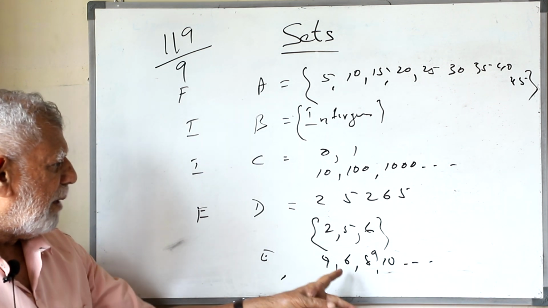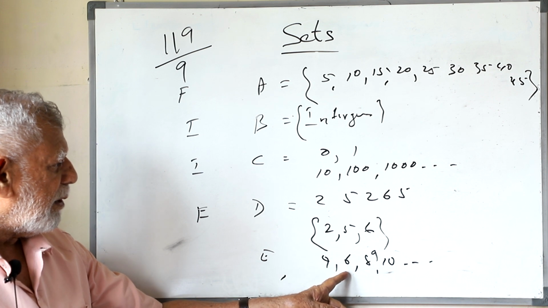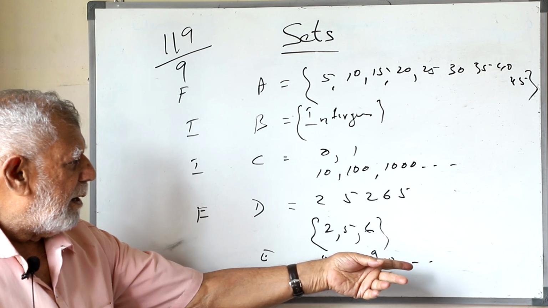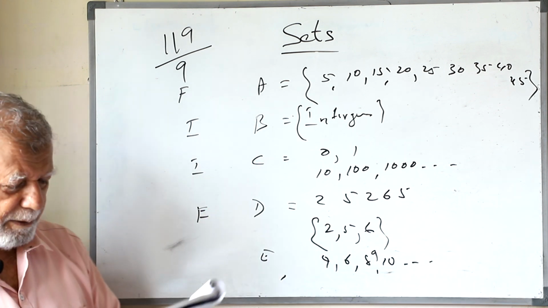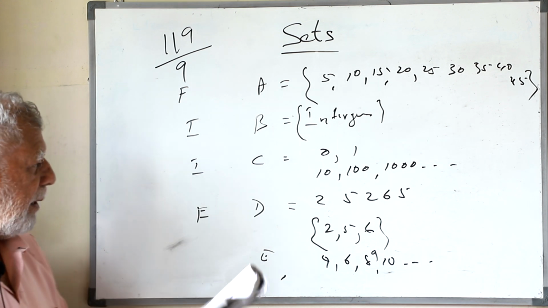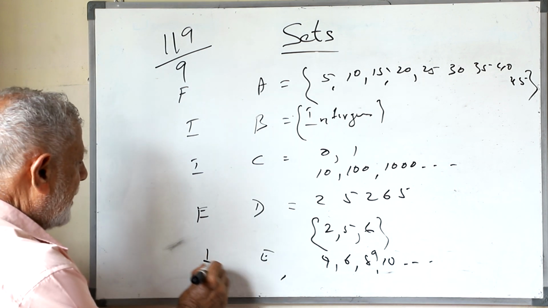Now 4 is not a prime number and positive. 6 is not a prime number, positive. 8, 9, 10, 12, 14, it's going on limitless. So these are all positive integers which are not prime. So it is also infinite.